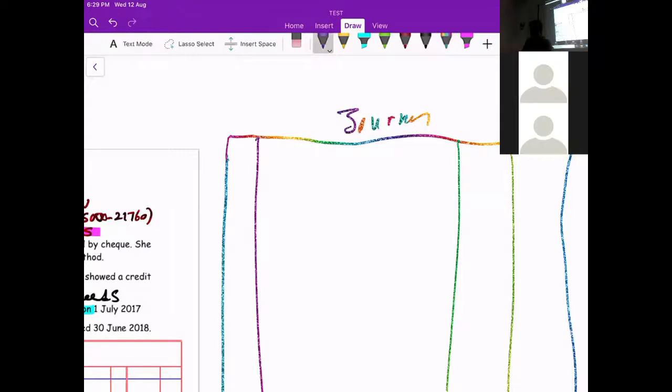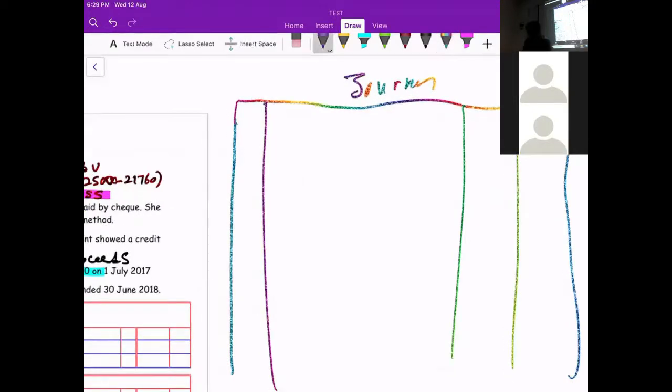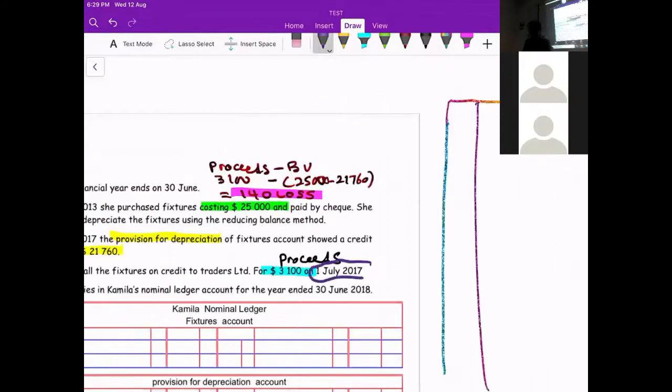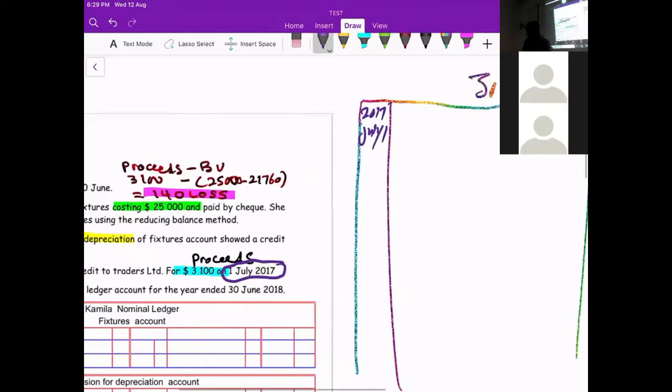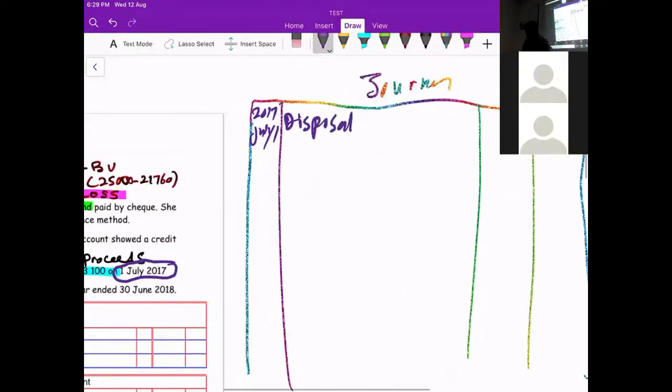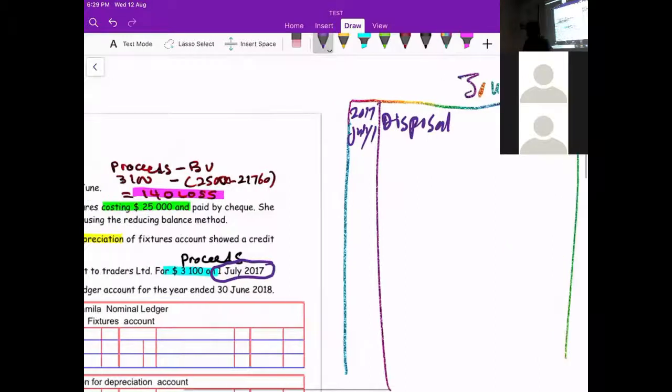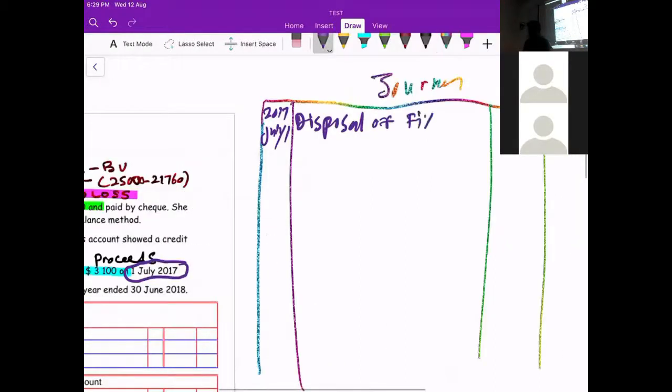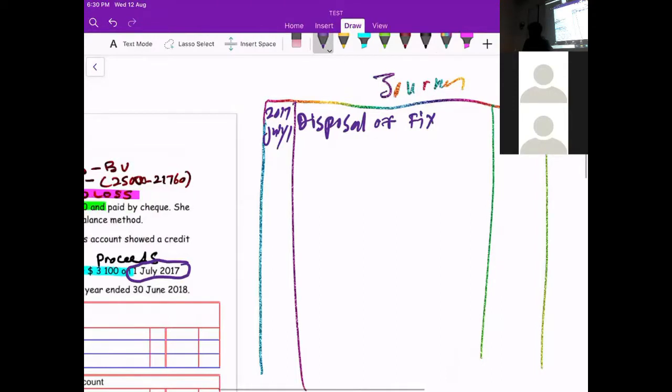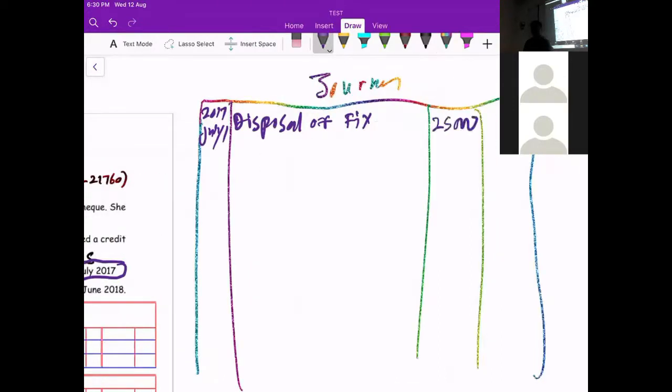Step number 1, transfer the cost. Whenever you want to transfer the cost, when you sell the asset on the 1st July, so right here, 2017, July 1. You debit the disposal of fixtures. Your fixtures is 25,000. Then credit fixtures account 25,000. Everybody correct?